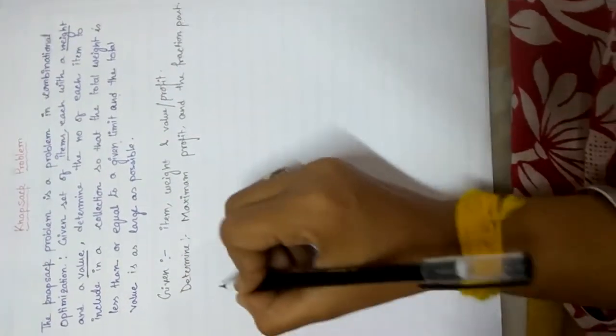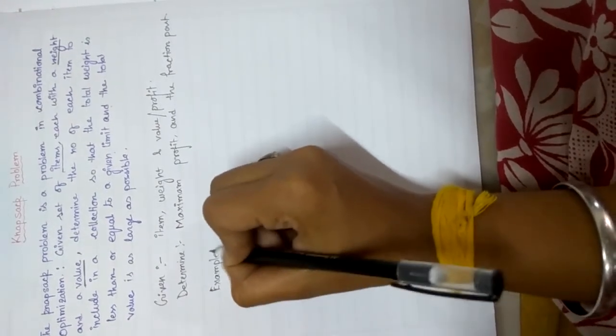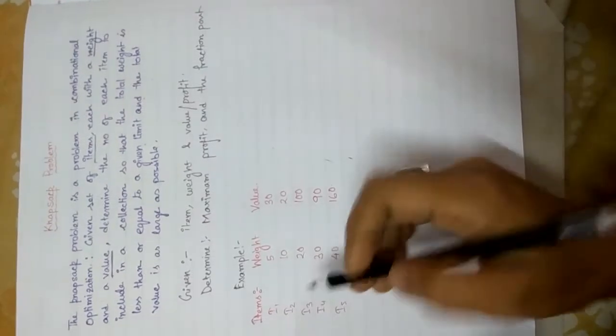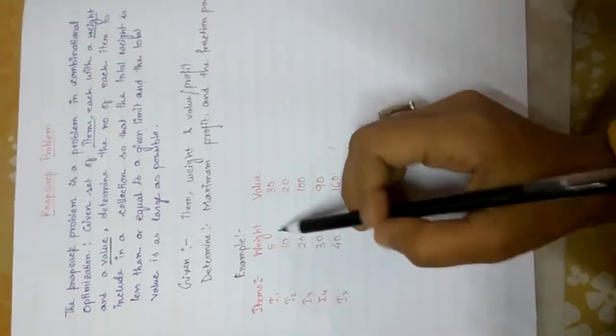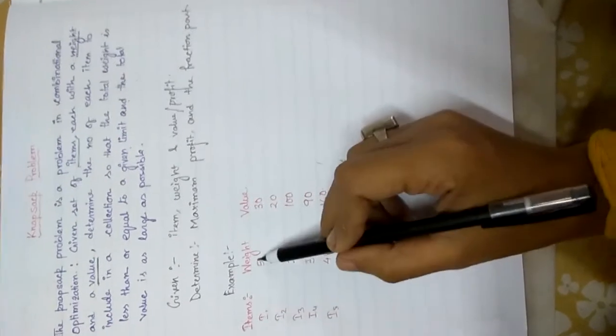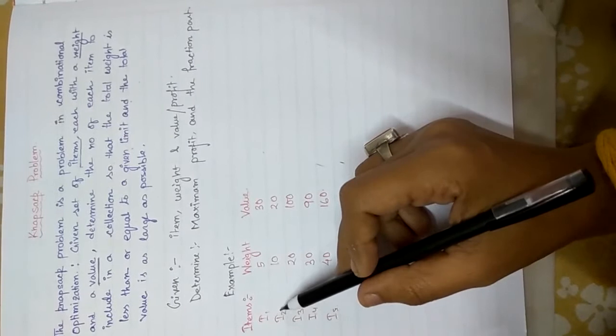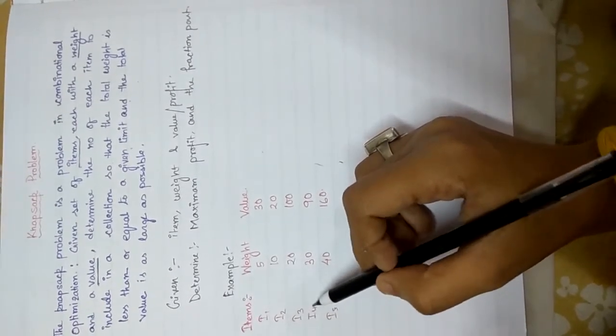Okay, let's take an example. Here some items are given: I1, I2, I3, I4 and I5, and the corresponding weights and values are given. Like for I1, weight is 5 and value is 30, and respectively for I2, I3, I4 and I5.